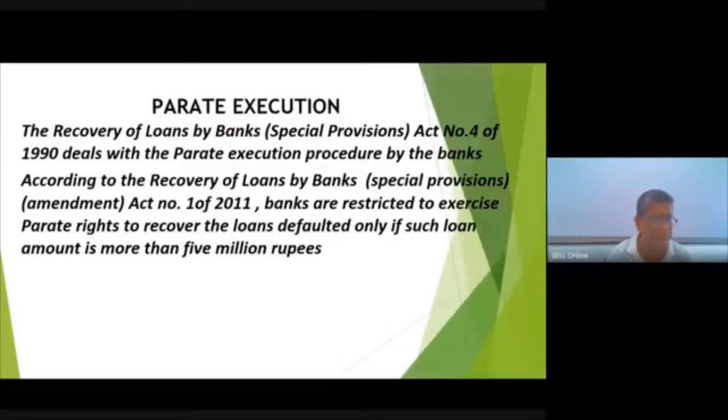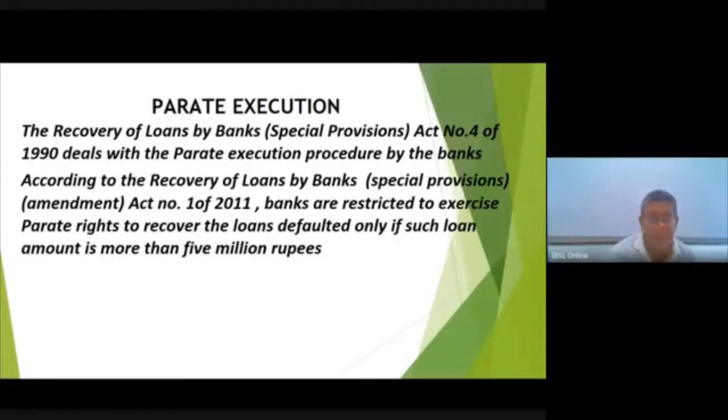That means he is well aware about this parate execution, right? So bankers must give more than 5 million, right? Then only he can be covered under this law. Otherwise, we have to go for the normal law, civil law. It takes more time and wastes money. But it is the customers' money, we have to pay, right?